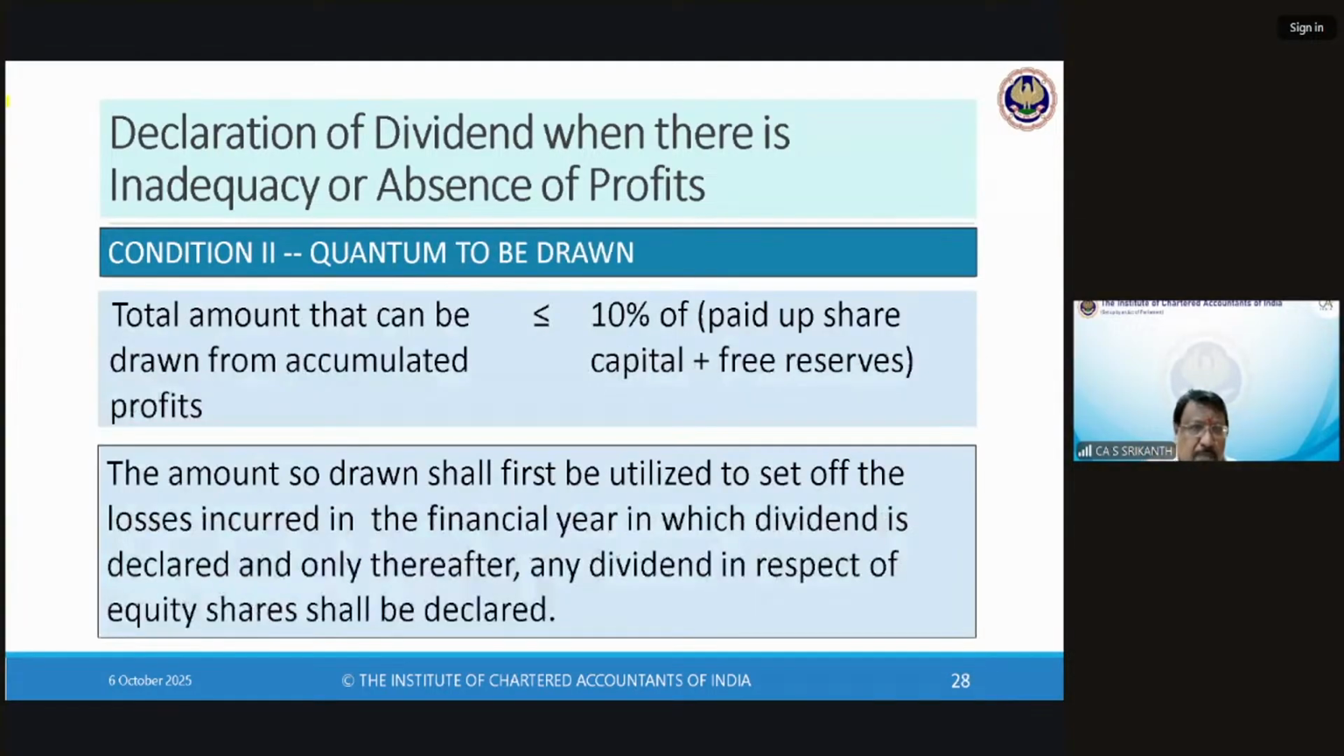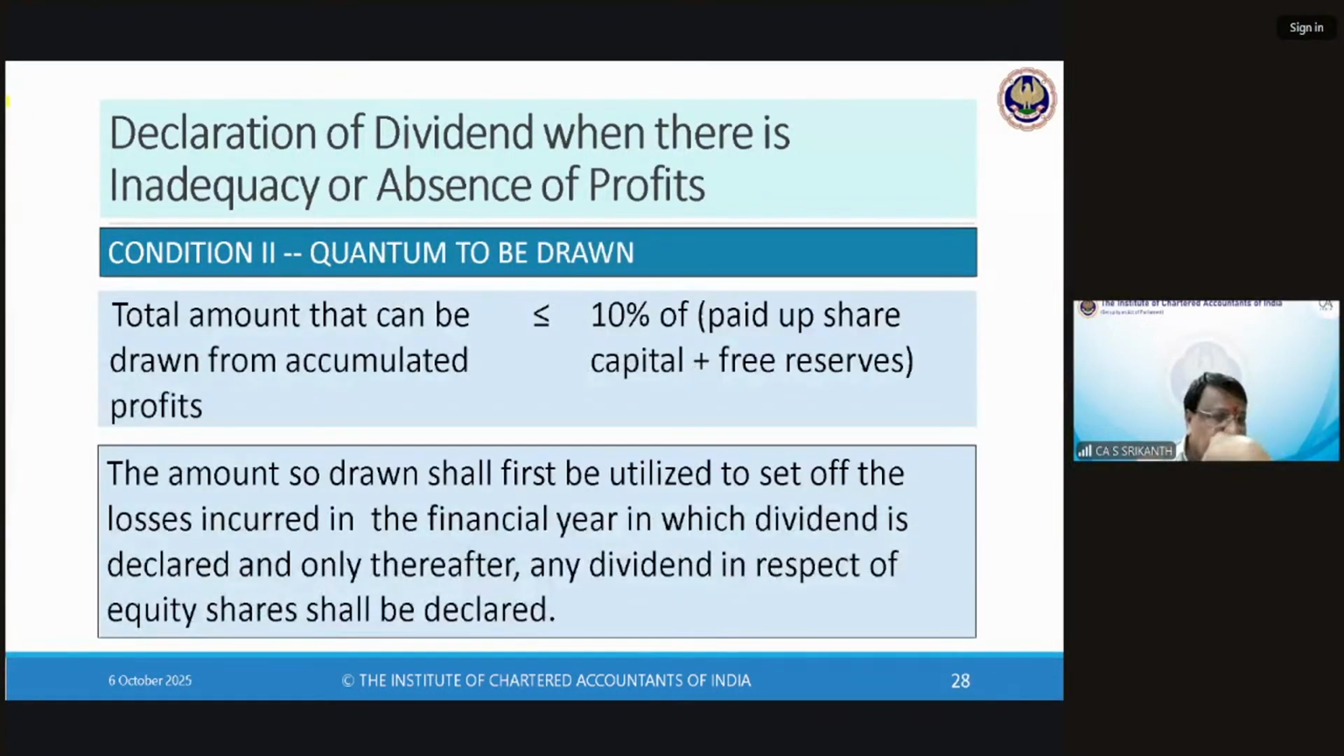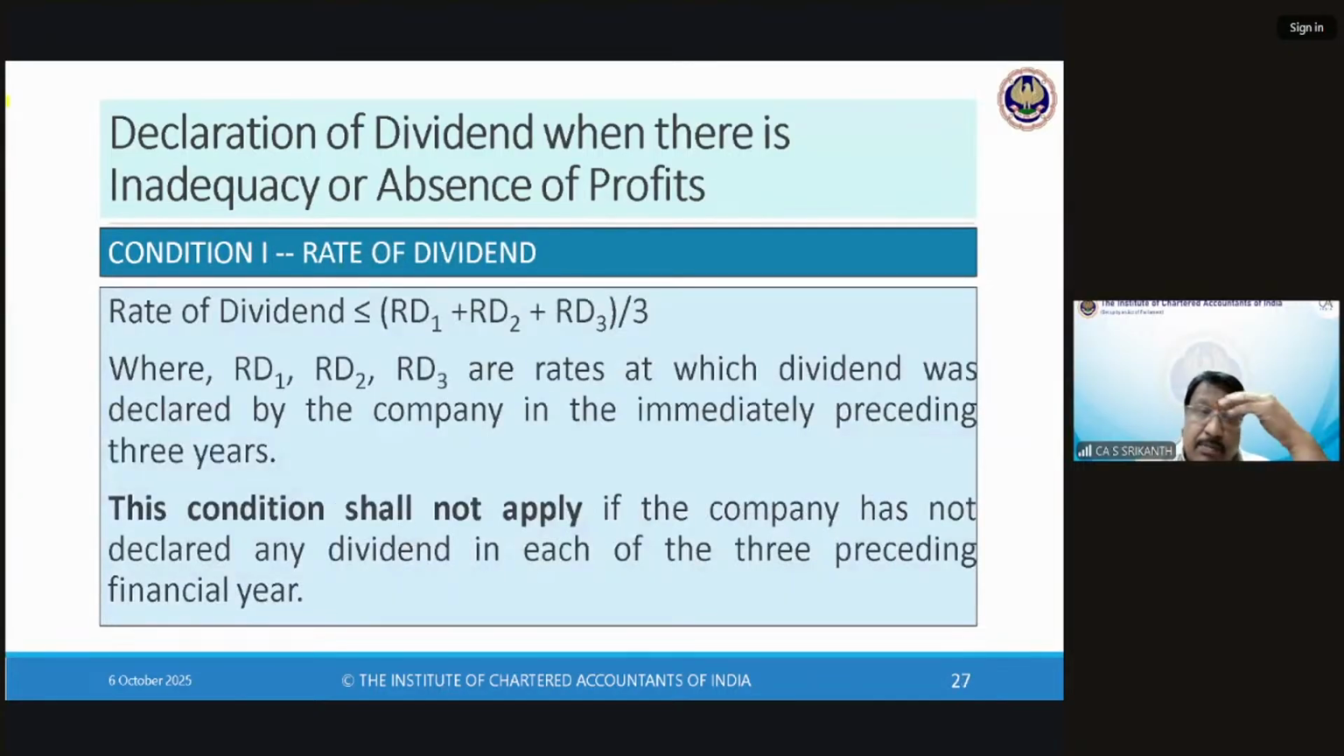I've given a formula, RD1 plus RD2 plus RD3, where RD1, RD2, and RD3 are rates. Just for easy memory. You remember this formula, but you have to write in words in the exam. You can't write the formula in the exam. Just for your memory.